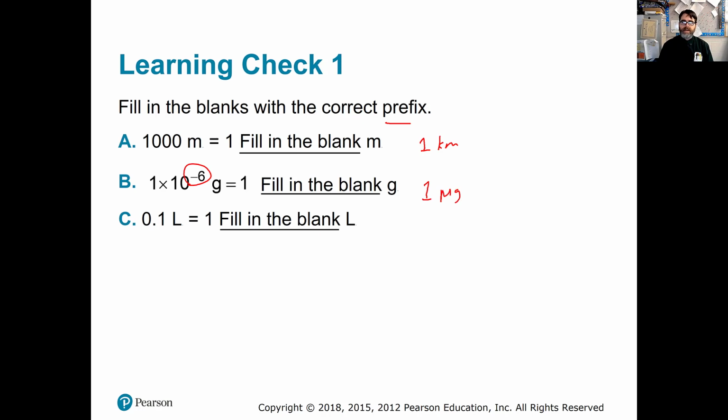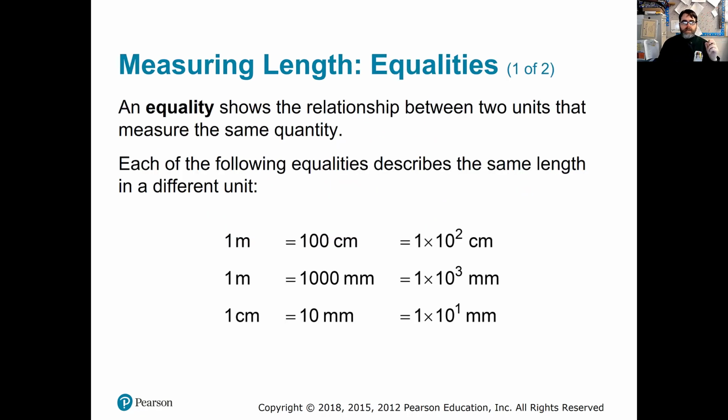I'll go ahead and this time write it out both ways, 1 mcg as well. And 0.1, that is going to be 1 deciliter. Now, they also want to emphasize here that these are equalities, that these two things are the same thing. They're two different ways of measuring the same thing.